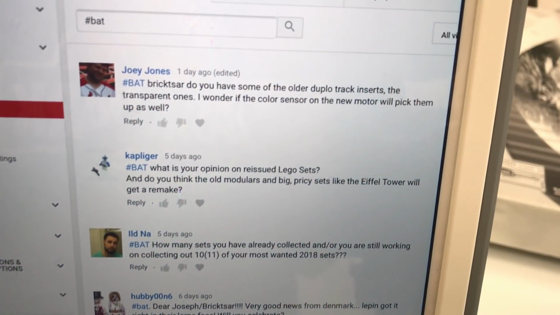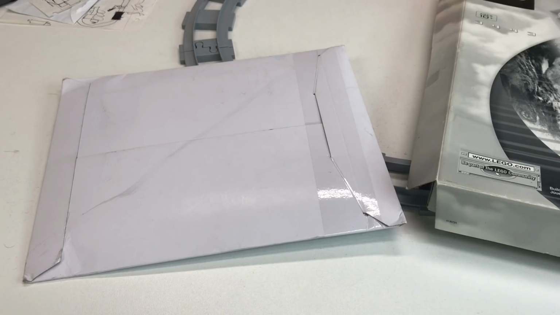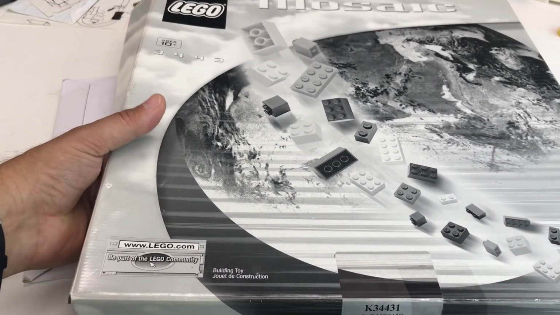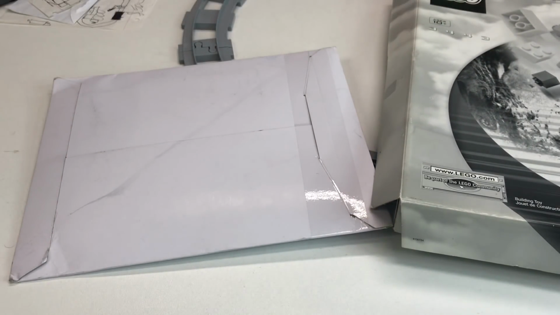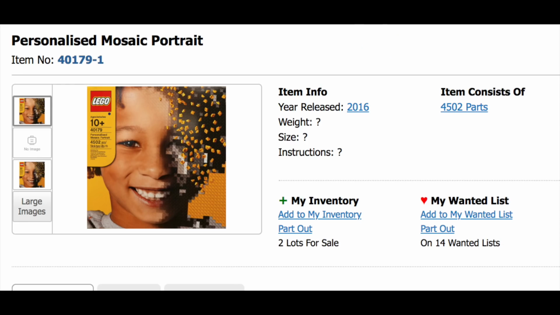Here's one from Kapliger. What is your opinion on reissued LEGO sets? I wish they'd do more, because there's a lot of things I wish they'd make. One of the things I wish they would remake is the mosaic thing, where you could submit your picture and get a mosaic. I thought that was a really good idea, but I think it was not cost effective for LEGO, and they kind of phased it out. They actually had another even shorter run line than the black and white mosaics. I think you could actually get color mosaics there for a while.